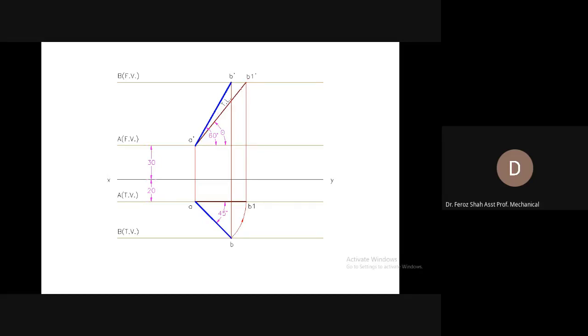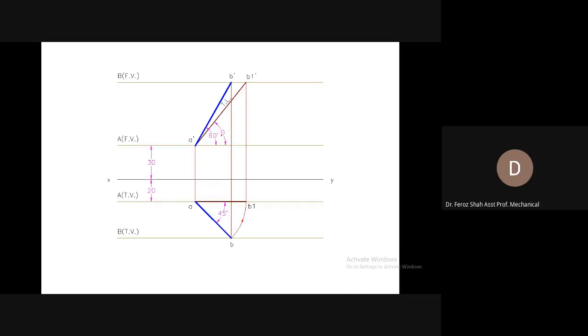And the true length must also appear with the true inclination with the horizontal plane. If one sees a true length in the front view, it must also appear with the true inclination theta. So measure this angle theta with the help of the protractor and measure this true length of the line with the help of the ruler. Now we have gotten the true length of the line in the front view and also the true inclination of the line with the horizontal plane, that is theta.